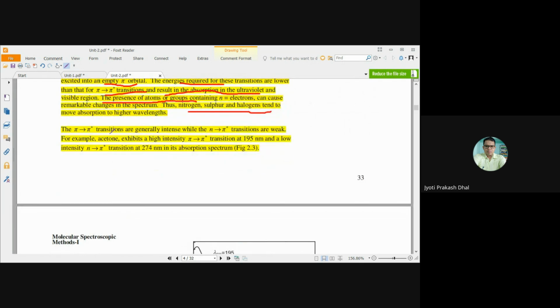The pi to pi star transitions are generally intense, while n to pi star transitions are weak, because the intensity of this type of transition depends upon the population of the excitation. For example, acetone exhibits a high intensity pi to pi star transition at 195 nanometer, and a low intensity n to pi star transition at 274 nanometer. So due to the presence of a lone pair of electrons or non-bonding electrons over the oxygen atom, the n to pi star transition will occur, but due to its low population, it will be low intensity, and the transition will occur at higher wavelength.